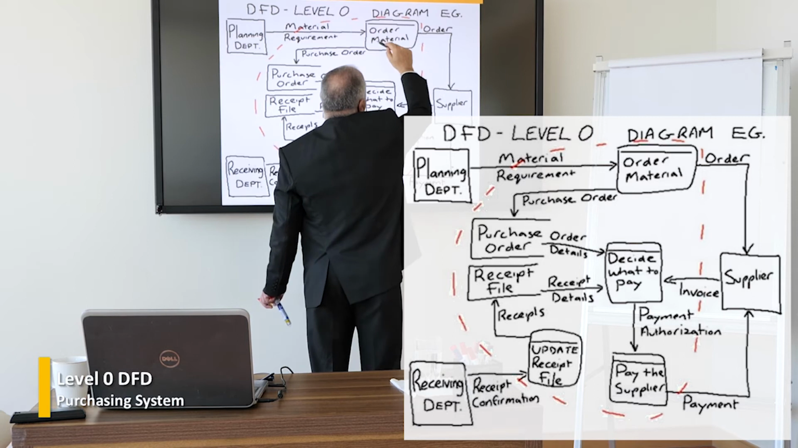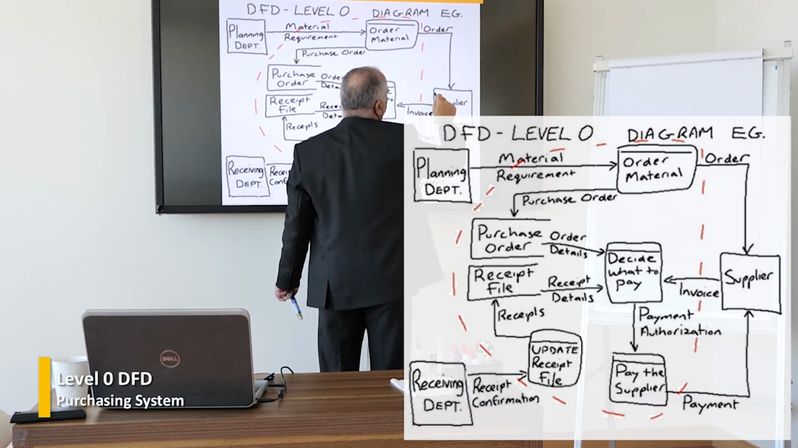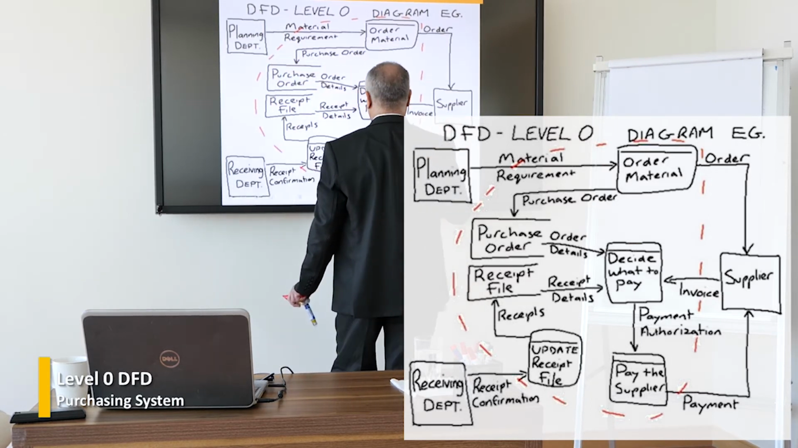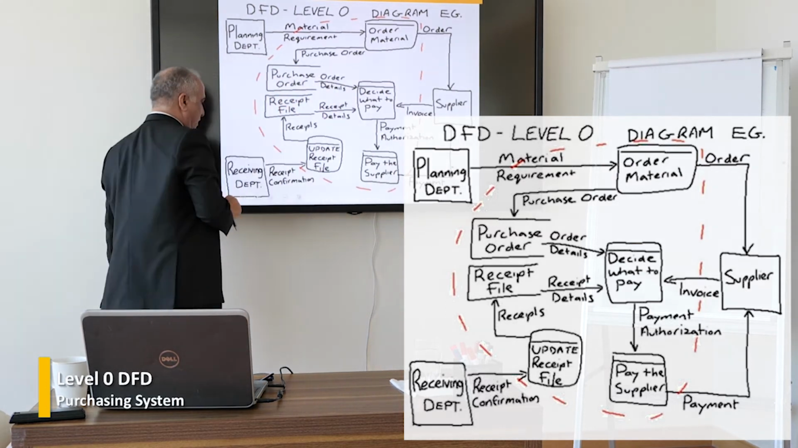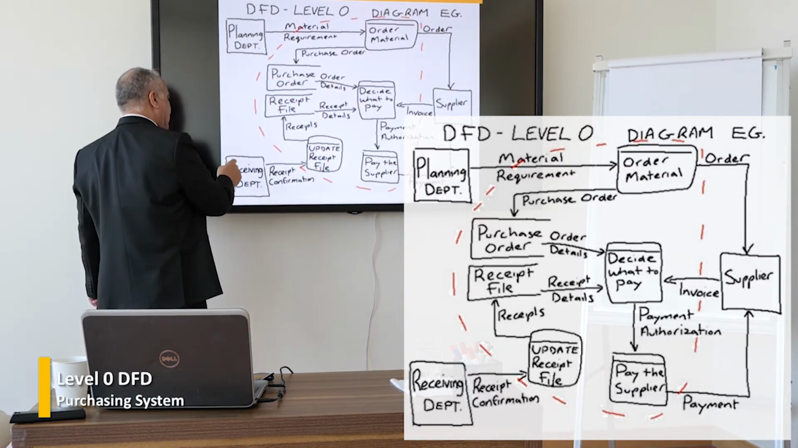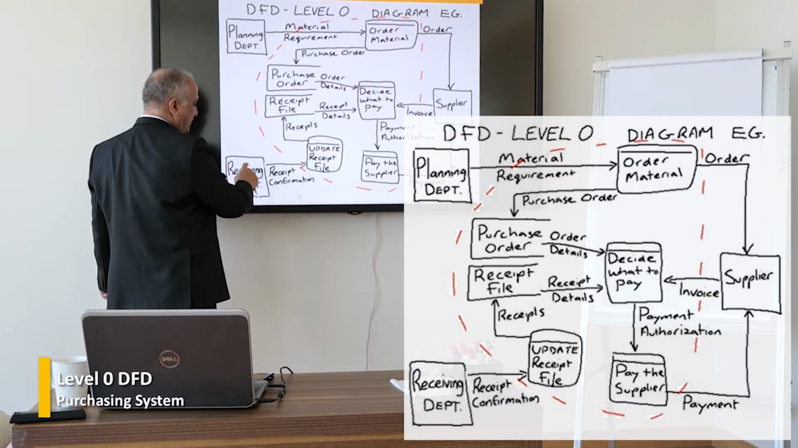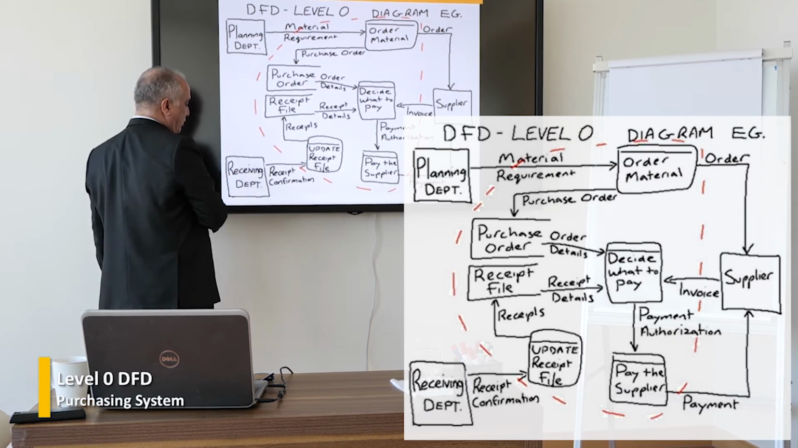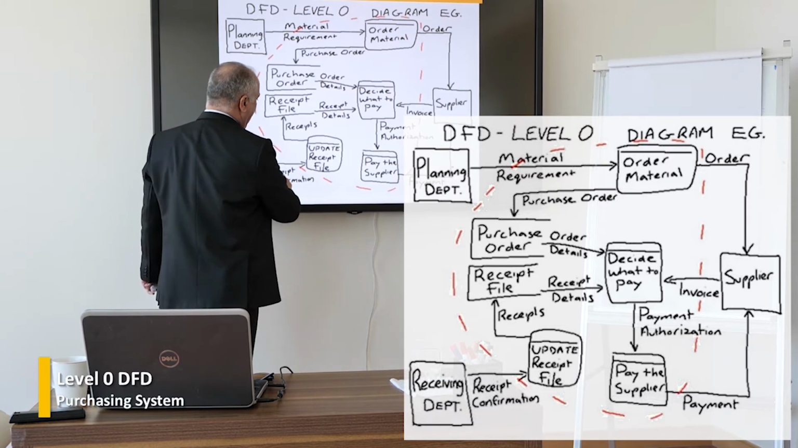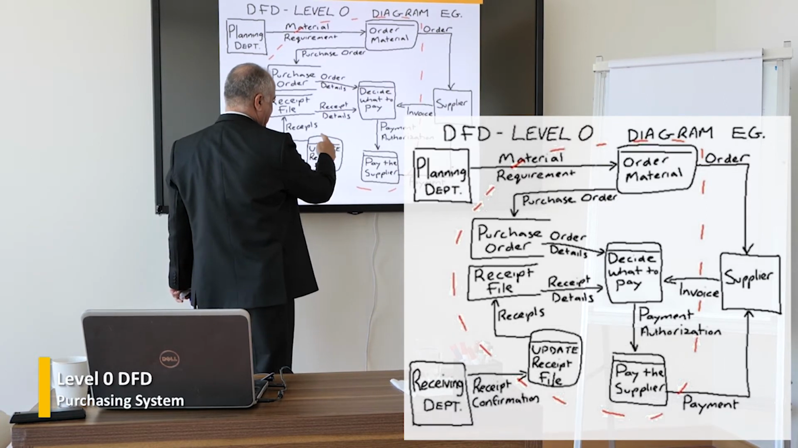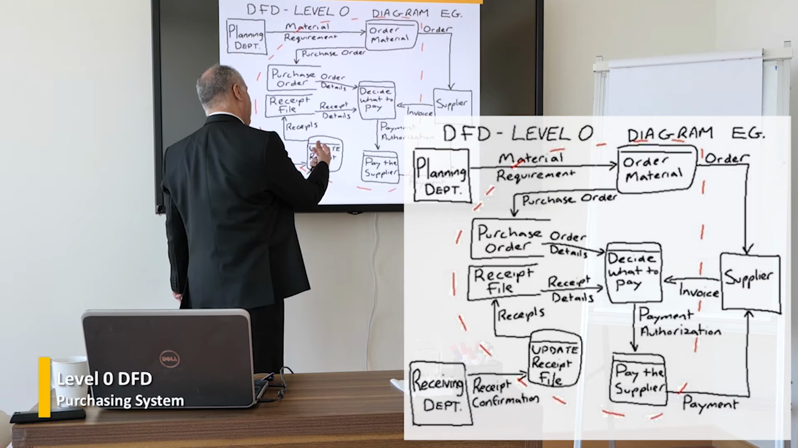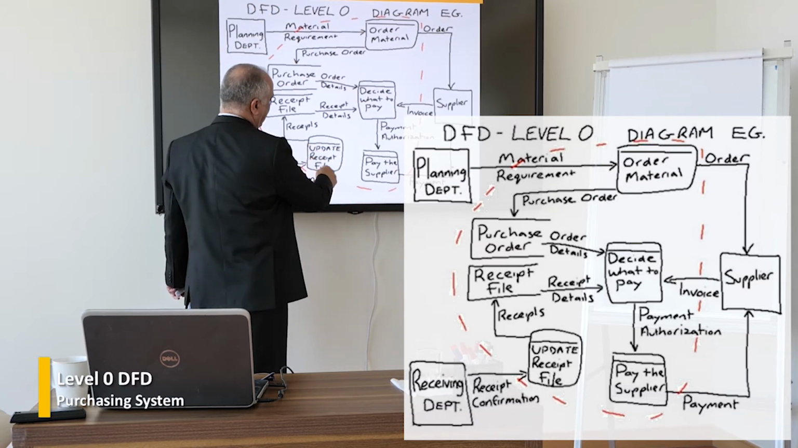Now, this process will send an order to a supplier. The supplier will receive the order, order 101. The supplier will come and do what? Deliver the material. He will deliver it through what? Through the receiving department. Now, there is another process, called update receiving file. This is called the receiving program, the receiving process.